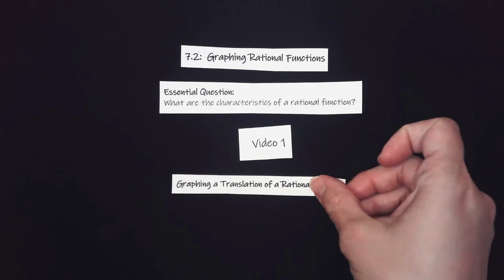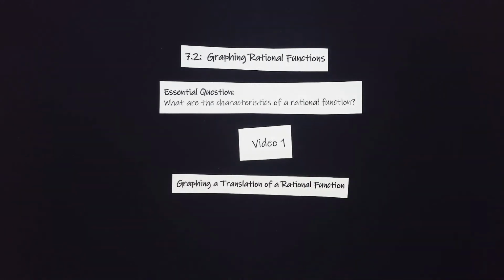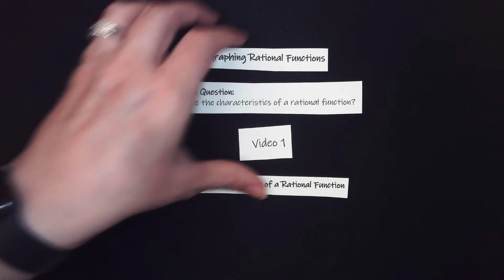This is 7.2, graphing rational functions. So what are the characteristics of rational functions? That's what you're going to learn today. This is the first video, and we're going to just be graphing a translation of a rational function.